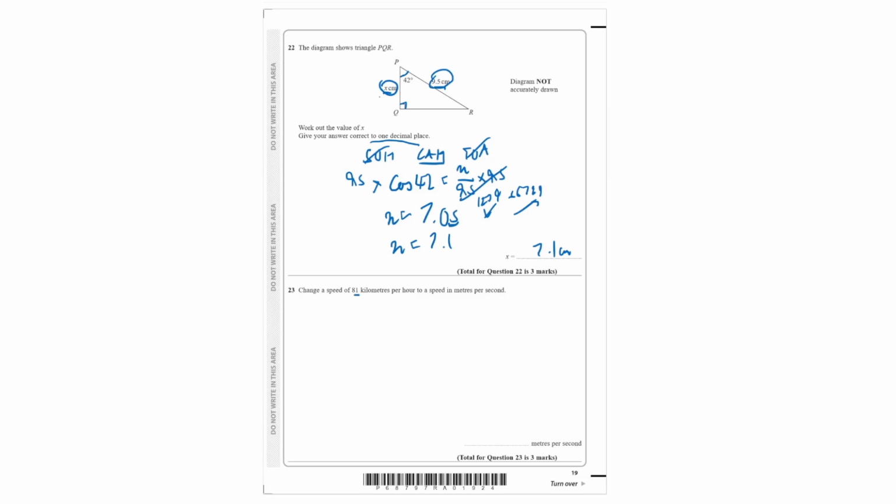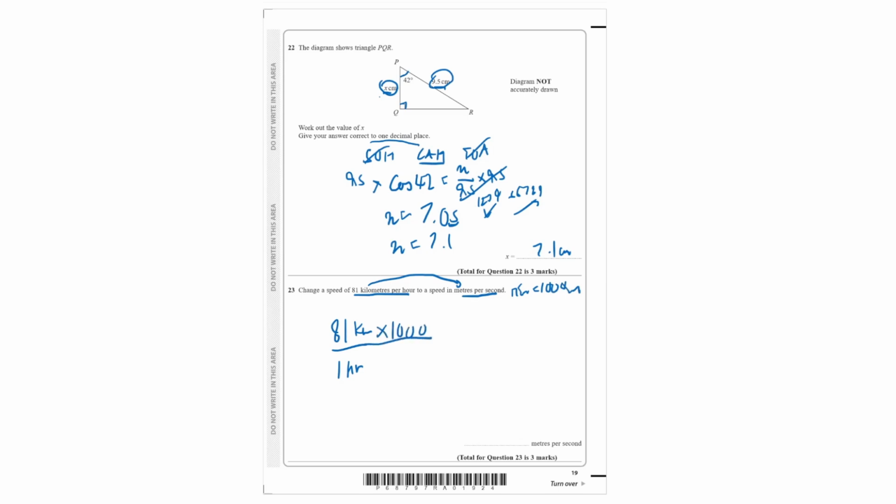Question 23. Change the speed of 81 kilometers per hour to a speed in meters per second. So we can actually write this as 81 kilometers over 1 hour. Now, to convert kilometers to meters, we simply multiply by 1,000. So 1 kilometer is equal to 1,000 meters. So we can write here times 1,000.